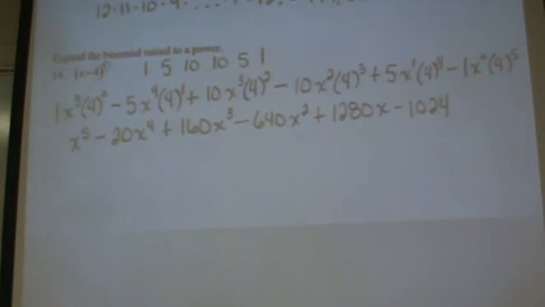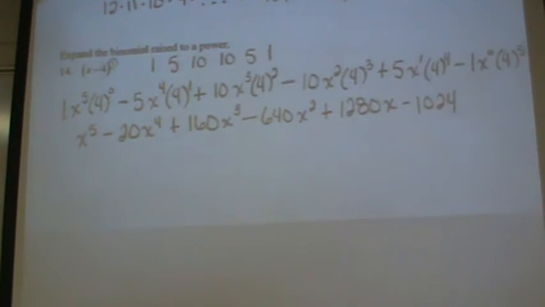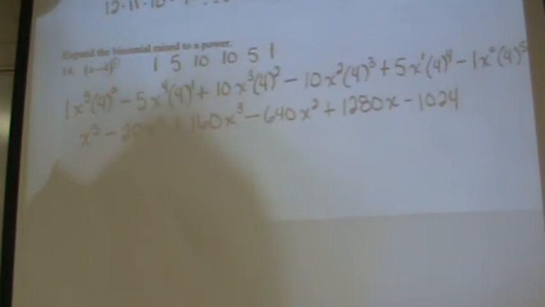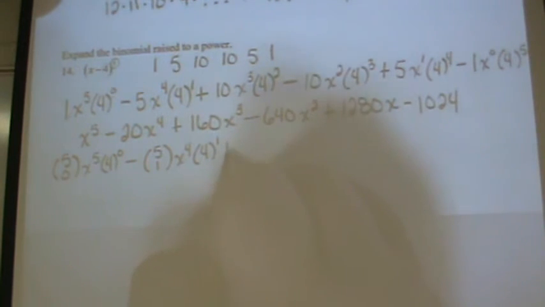Now, instead of using Pascal's triangle, you could also use the combinations. The only thing that would change would be your coefficients. So instead of having the coefficients there, you would start out with the combination of 5 with a 0 times your x to the 5th, 4 to the 0. Again, subtraction, because we alternate our signs. We'd have 5 and 1 for our next combination. X to the 4th, 4 to the 1st.